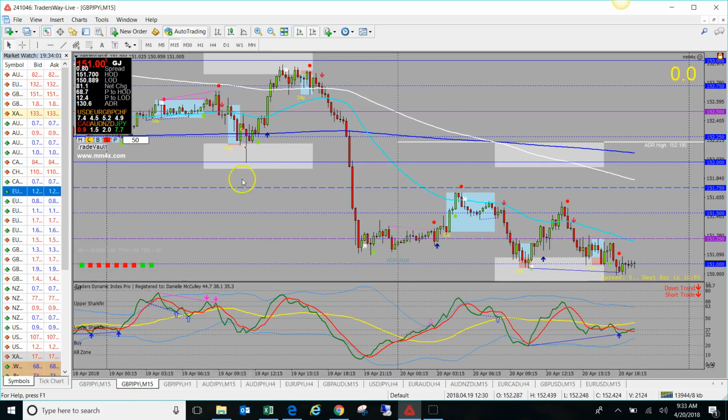This is the MM4X software and platform. I really like it a lot. These are the main moving averages. They use the 200, which is the white. If you've listened to Steve Morrow's video, he refers to it as the Mayo. So that's always the white 200 MA. Then you got the 50, which is this aqua or whatever color that is, and then the 800 is the blue.